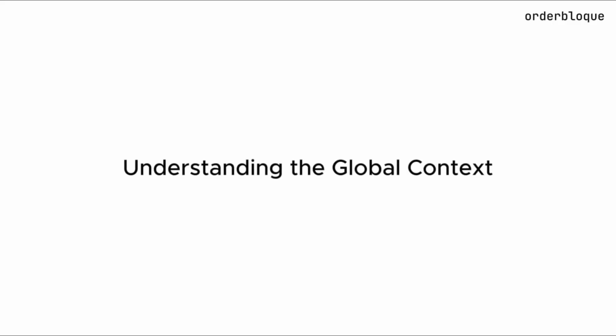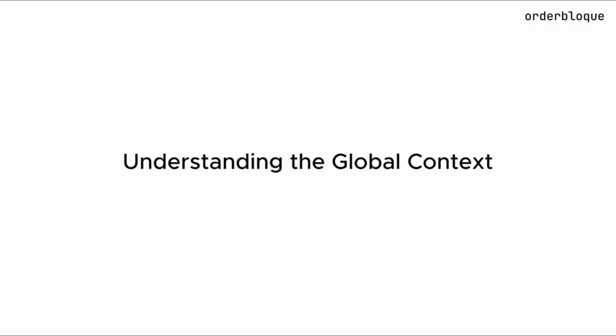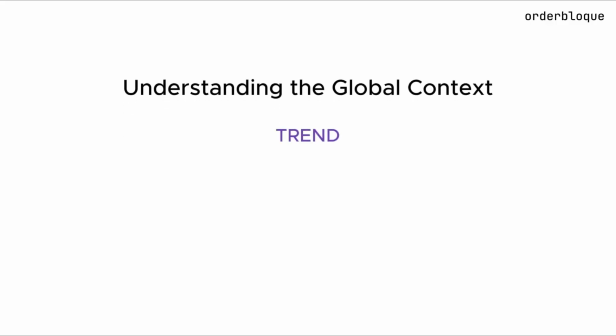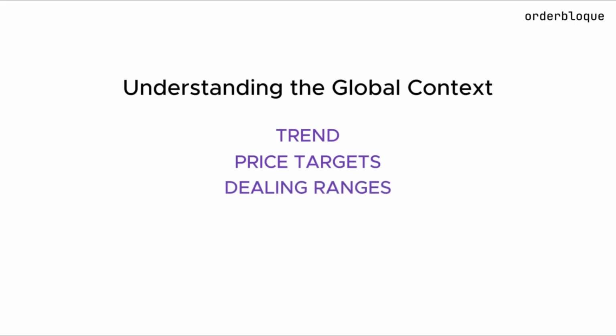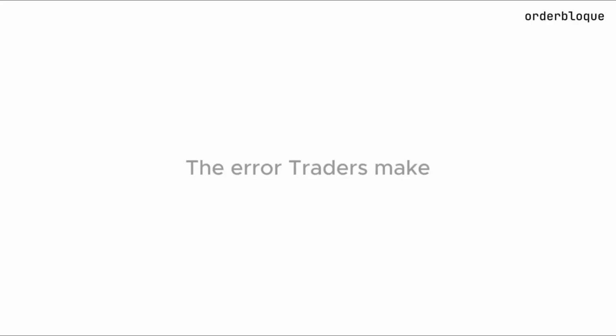First and most important is a clear understanding of the global context and its variables. Broadly speaking, this means understanding the trend, understanding medium and long-term price targets. This also includes determining dealing ranges and order flow. Everything that helps define the context. The second relates more to an error that traders themselves make.